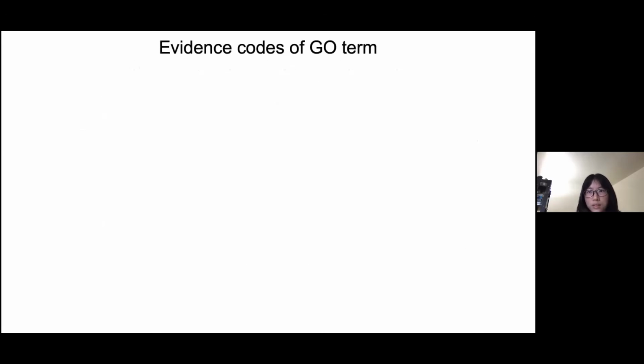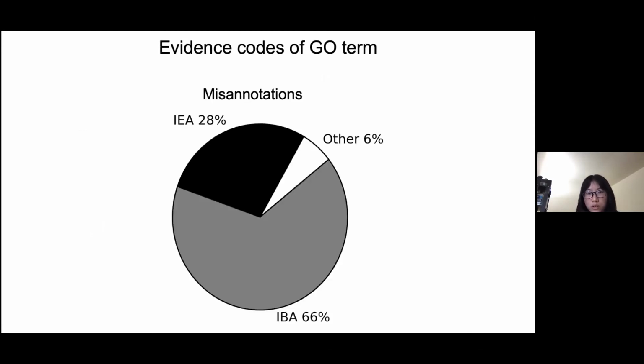We next analyzed what kind of evidence codes are in these misannotations. For the 20 model organisms we picked, we found that most of the misannotations have the IBA evidence code. IBA is the short name of inferred from biological ancestor. It is a semi-manual computational function prediction based on the phylogenetic tree. To understand why IBA GO terms are so easily misannotated, we checked some examples.